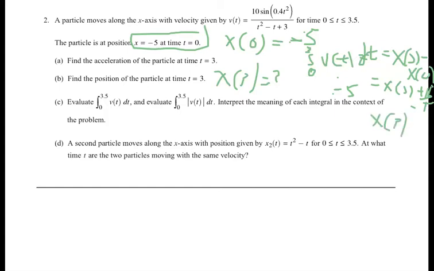is going to equal negative 1.760 to 3 places. So it should put at time equals 3. The position is approximately negative 1.760. And that is part B.